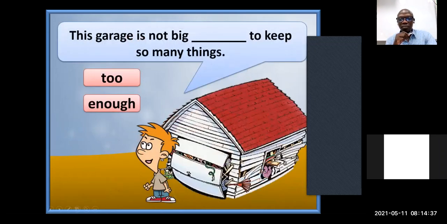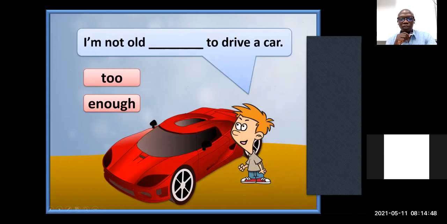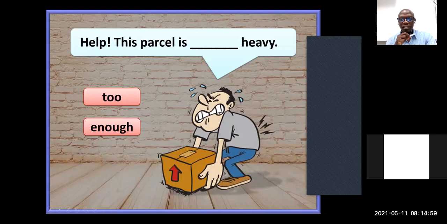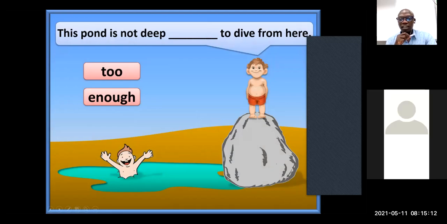The garage is not big to keep so many things. Correct. Thank you. The garage is not big enough to keep so many things. Next question. I am not old to drive a car. Correct. Thank you. I'm not old enough to drive a car. Next question. Help. This puzzle is heavy. Correct. Thank you. This puzzle is too heavy. This pond is not deep to die. Correct. Thank you. It's not deep enough to die from here.